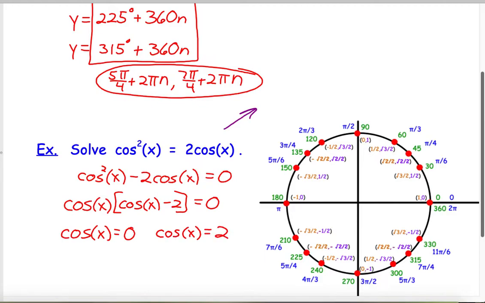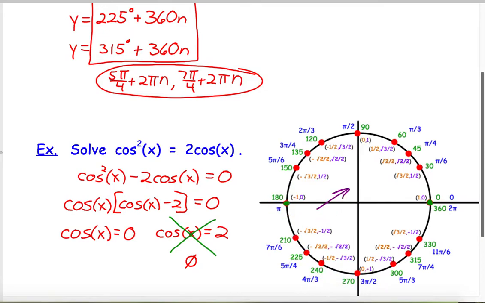Well, right away you should stop and think for a moment, and the cosine of x could never equal 2. The cosine takes on values between negative 1 and positive 1. So there's no solution for that. So now we just need to look at when does the cosine equal 0. And the cosine is equal to 0 at pi over 2 and at 3 pi over 2. Or if you want to do it in degrees, 90 and 270. So at pi over 2 and any multiple of 2 pi will get you back to that same spot. Or 3 pi over 2 plus any multiple of 2 pi.